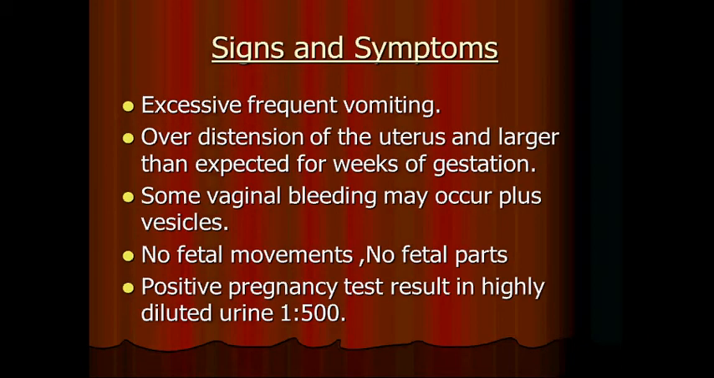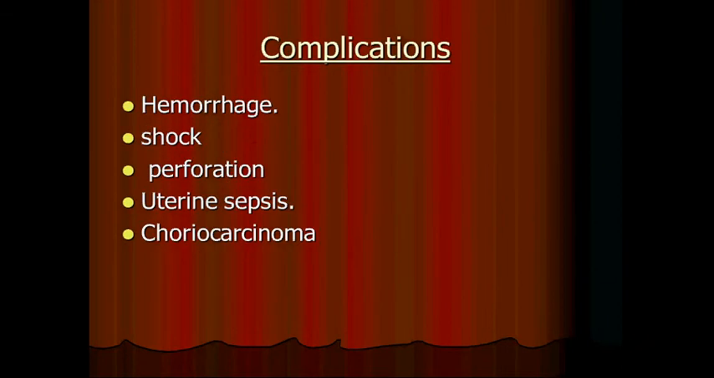Signs and symptoms: excessive frequent vomiting, overdistension of the uterus, and larger than expected for weeks of gestation. Some vaginal bleeding may occur plus vesicles. No fetal movements, no fetal parts. Positive pregnancy test result in highly diluted urine, 1 to 500. Complications: hemorrhage, shock, perforation, uterine sepsis, choriocarcinoma.